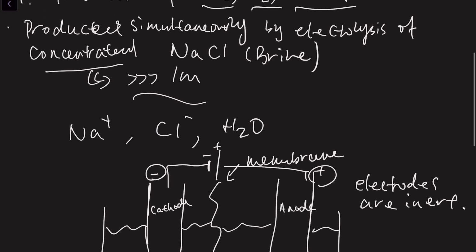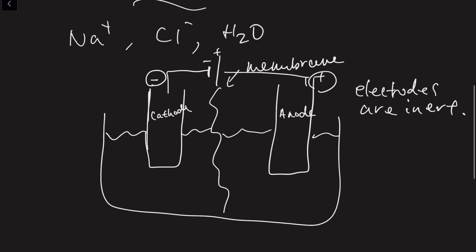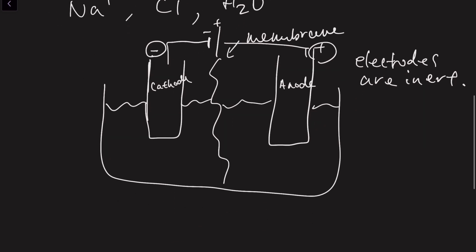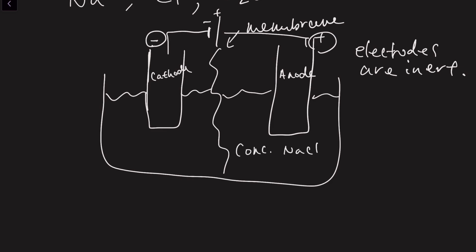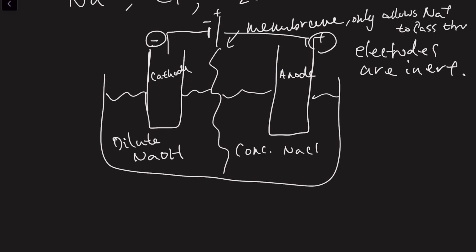So we actually have two different solutions in these two systems. At anode, we have concentrated sodium chloride. In commercial application, we have dilute sodium hydroxide as the electrolyte at the cathode. And the membrane only allows sodium ion to pass through. So the hydroxide ion and the chloride ion cannot pass through the membrane.